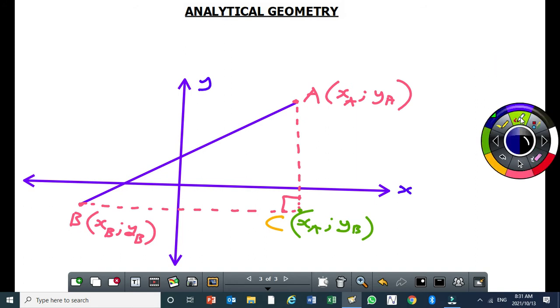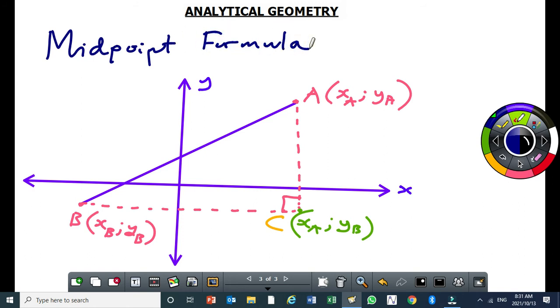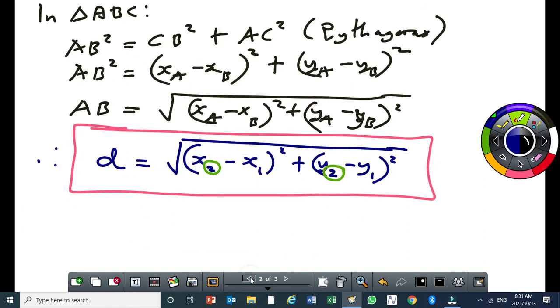Okay, so we must write a new heading. Midpoint formula. Midpoint. Okay, so there are times, okay, besides finding the distance, we may need to know the coordinates of the midpoint of the line segment.